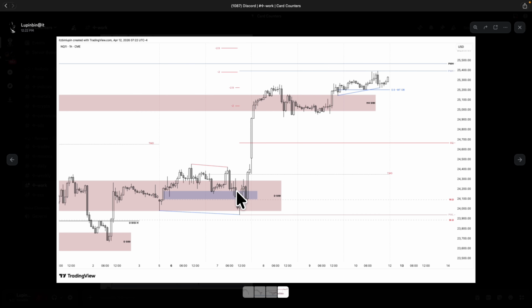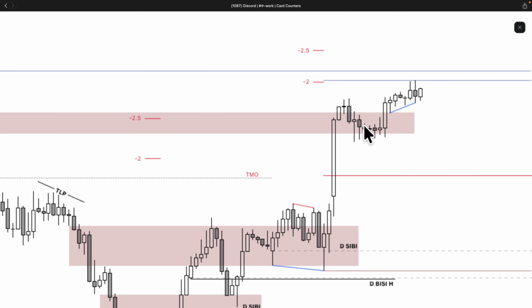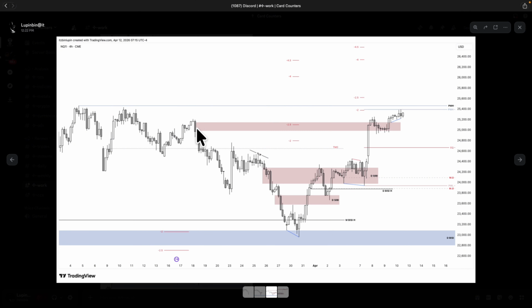So from this low all the way up to this high during Tuesday's trading, we have this standard deviation projecting for a -2, -2.5, and this is where we end up seeing the reaccumulation of orders on the hour 4 inside of this hour 4 SIBI that resides on the left side of the chart.